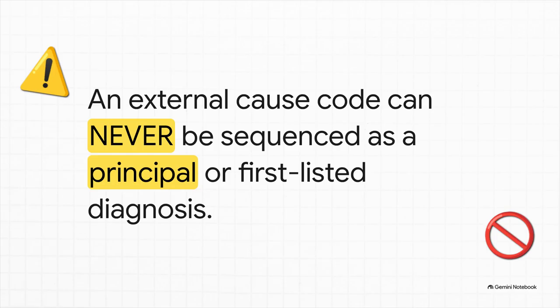First and foremost, and this is the absolute golden rule you must drill into your memory, an external cause code, meaning any code from Chapter 20, V0 through Y99, can never be reported as a principal or first listed diagnosis. Never. So if you're staring at a set of multiple choice answers and an external cause code is sitting right there in the number 1 slot, you can confidently cross that entire option out immediately without even reading the rest of the codes. It's a massive time saver.